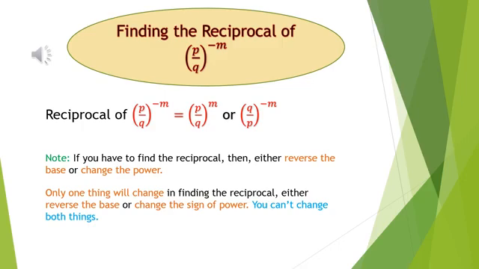Or there is another way. You will keep the base as it is, p by q, and just change the power. The power will now become m. So if you have to find the reciprocal, then either reverse the base or change the power. Only one thing will change. You cannot change both things. It means you cannot simultaneously reverse the base and change the power. It is not the way to find the reciprocal. So in reciprocal, you will just change one thing.